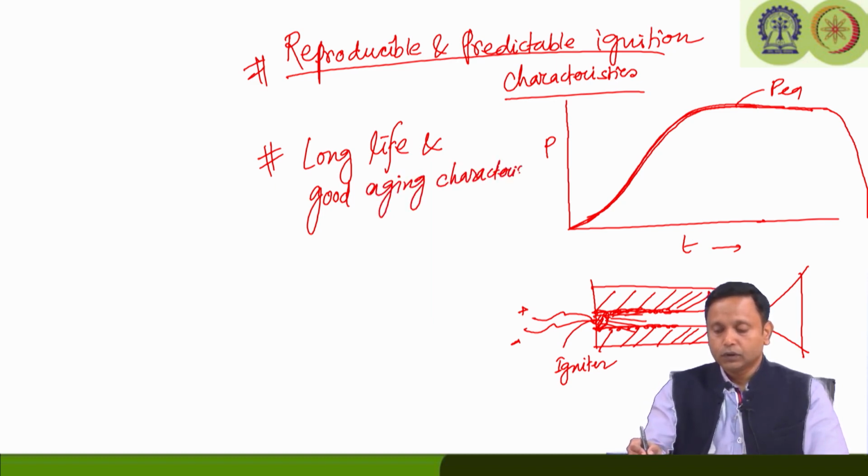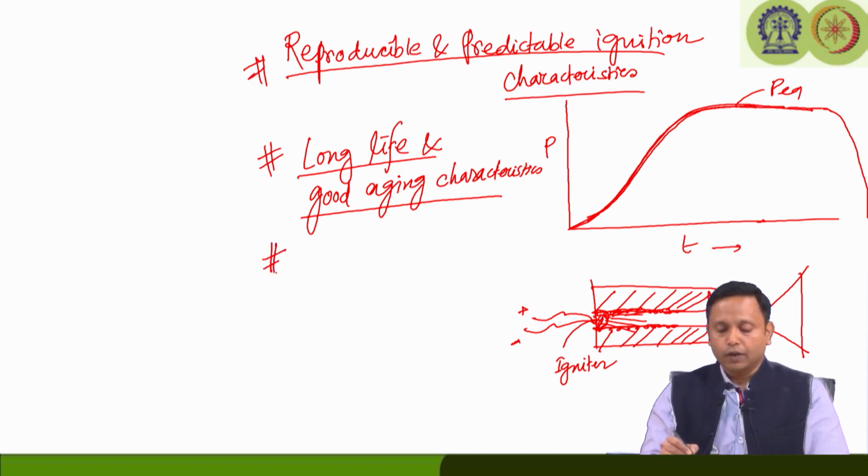Of course, this will depend on the type of ingredients we are using, like the propellant's chemical and physical properties, that will tell us how long it is going to be stable without further chemical deterioration. But in summary we say that the propellant should have the characteristics of long life and good aging. So, it will maintain its quality for a longer period of time.